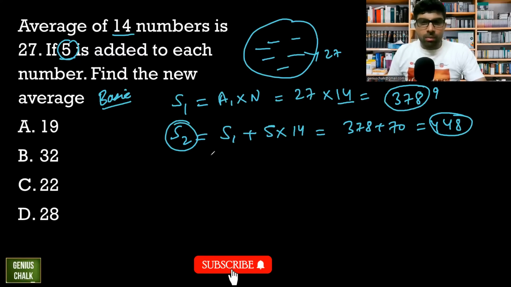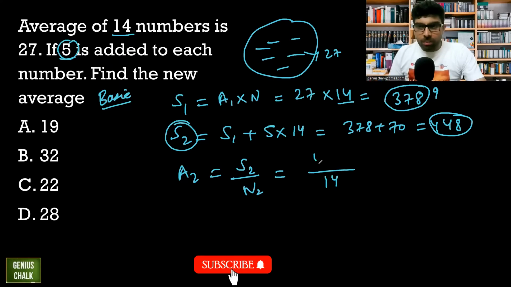Now, if this is my new sum, what is my new average? Average is sum by number. So how many numbers are there? Still 14 numbers. What is the sum? 448. So 14 threes are 42 and 14 twos are 28. So what is my answer? My answer has to be 32.